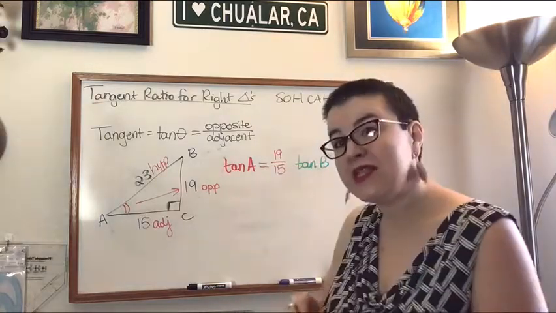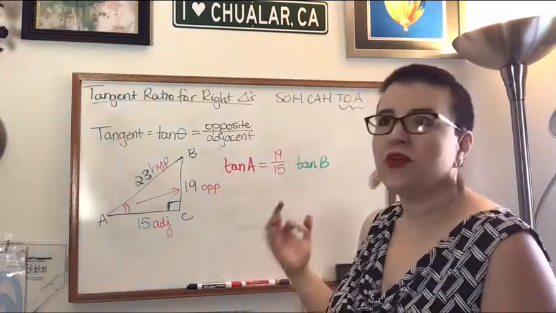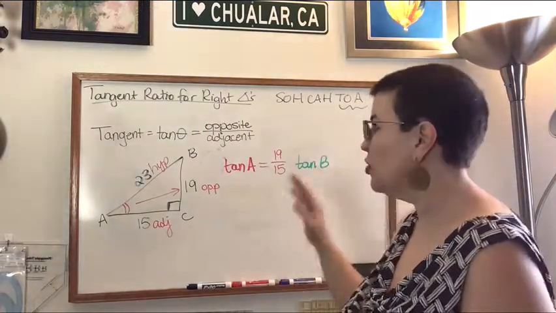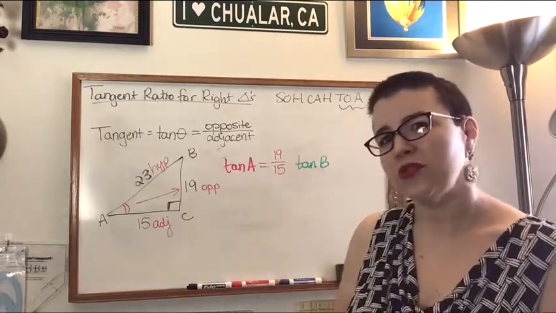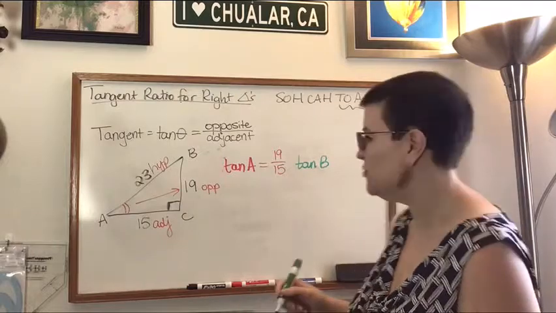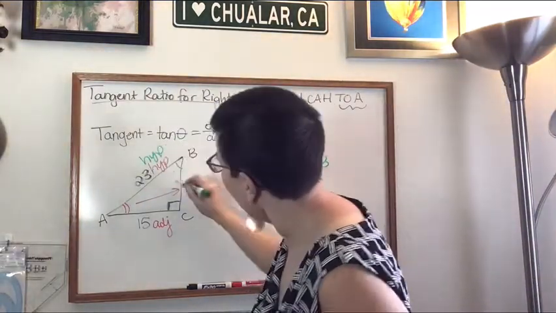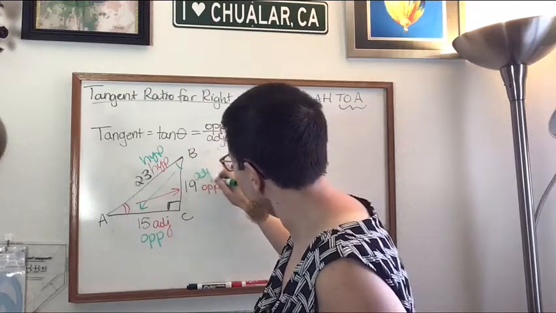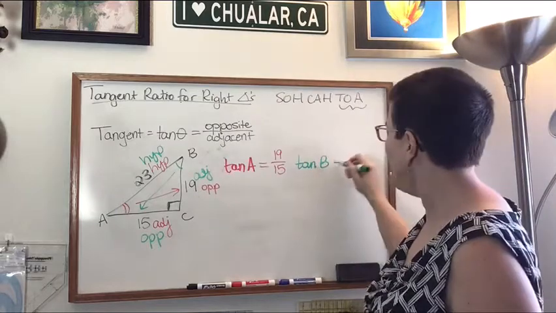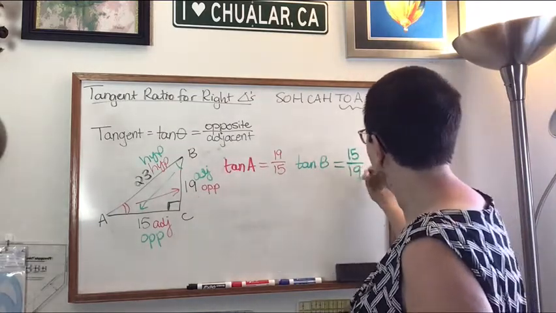And what you'll see if you are a pattern person is, if you were to do this with a bunch of different triangles and you were looking for the tangent of one angle and then the tangent of the other, you'll notice that they're always reciprocals of each other because the opposite and the adjacent always switch. All right, now let's go to B. This is still my hypotenuse. However, now this is my opposite and this is my adjacent. Okay, so opposite over adjacent is going to be 15 over 19.